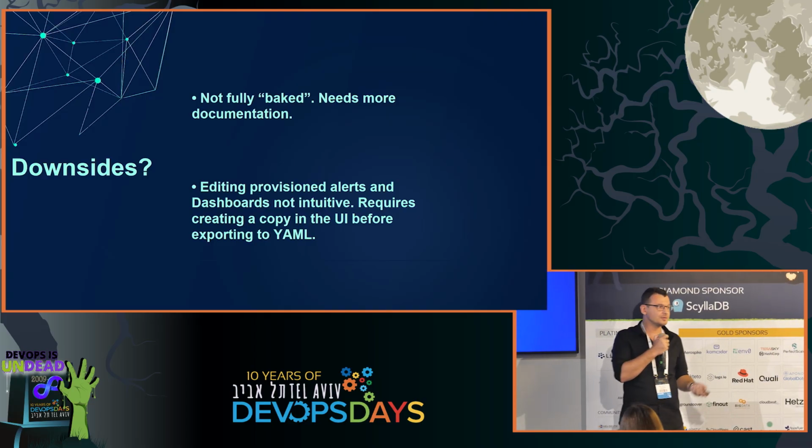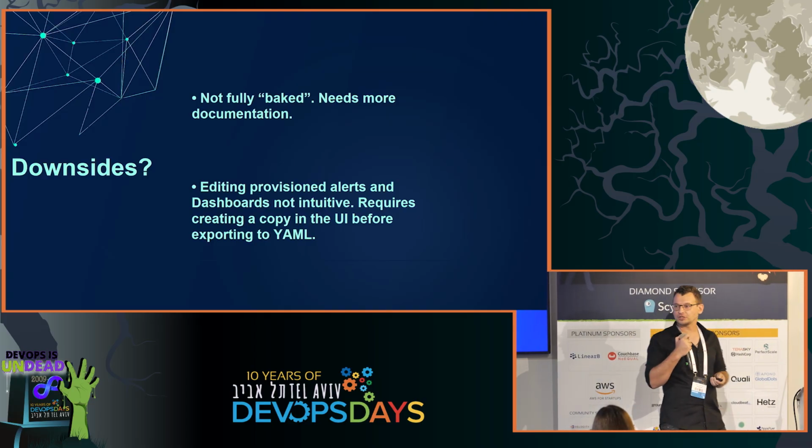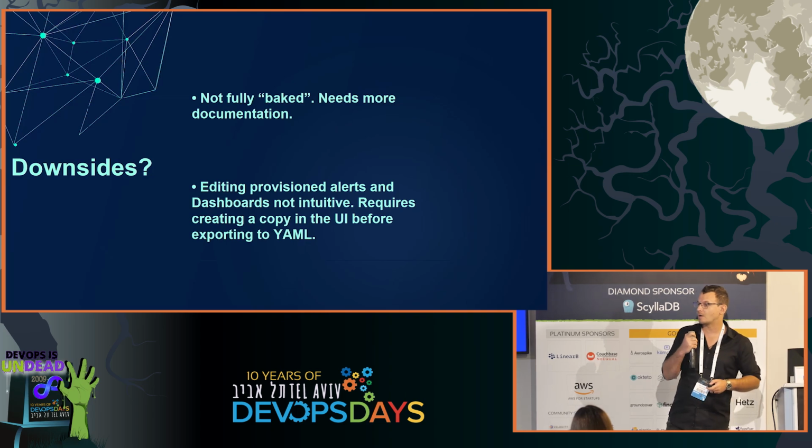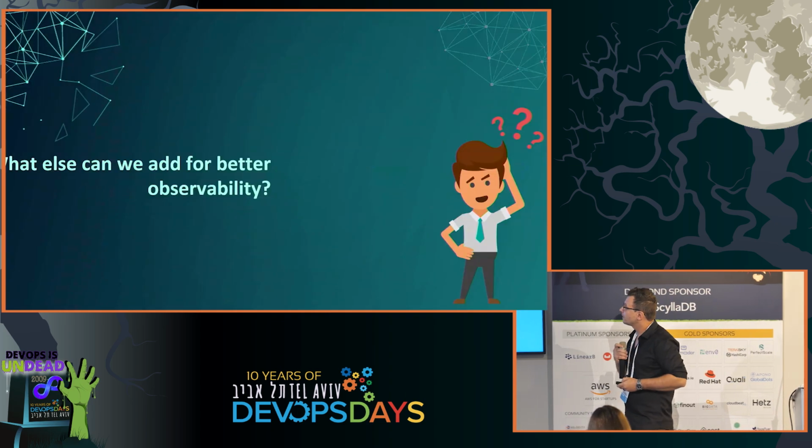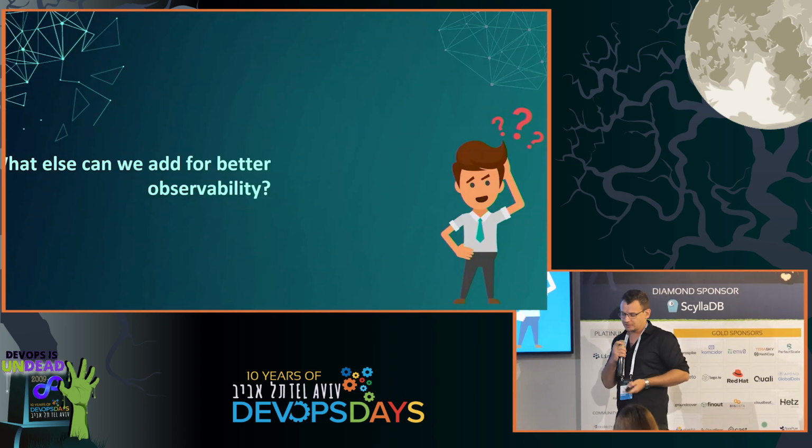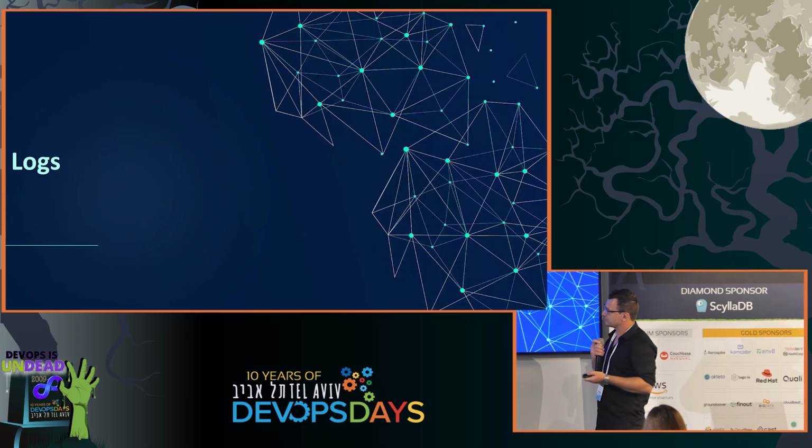It's the R&D team, it's the data team. So it's a question you need to figure out inside of your company and your teams, okay? Now, what else can we add for better observability? And it's, of course, logs, okay?